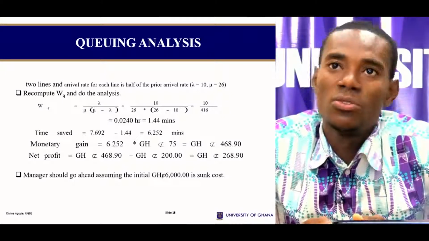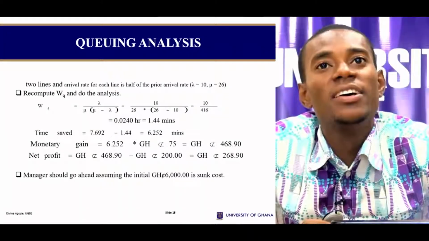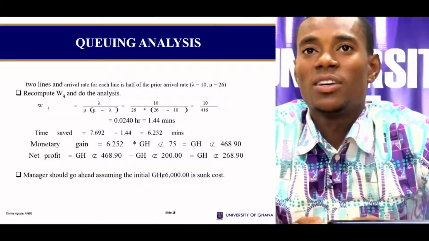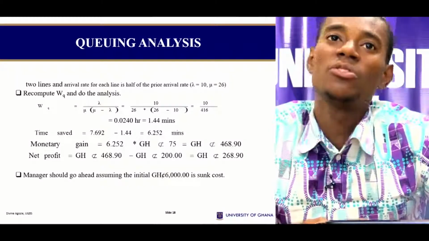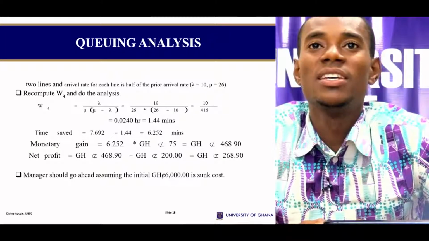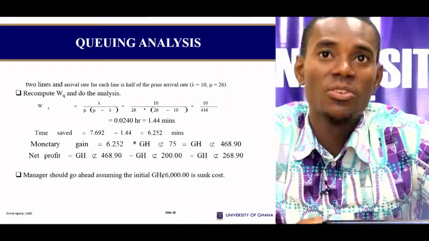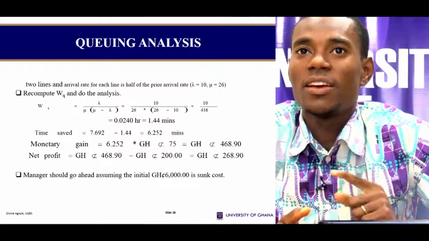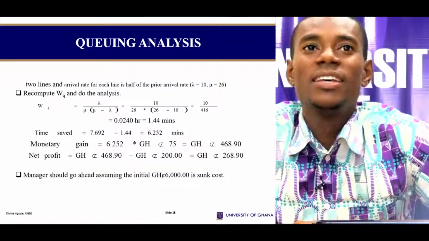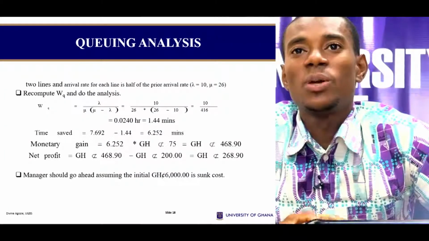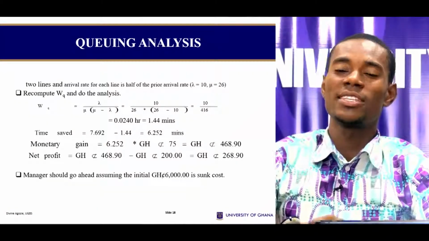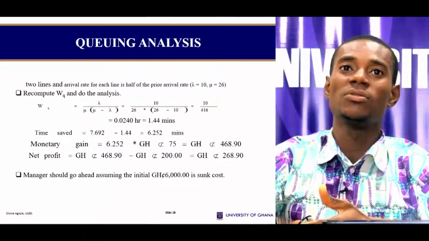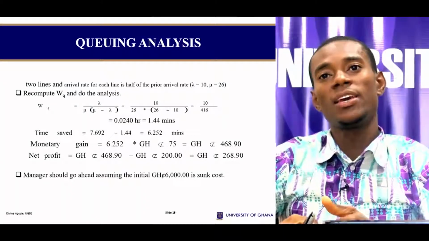So we'll compute our new WQ, which is 0.0240 in hours, but if you convert it to minutes, it's 1.44 minutes. So the time saved is the previous WQ minus this current one, and then we now have 6.252 minutes. Now the monetary gain is we'll multiply the amount of time we have saved by how much we earn whenever we save a customer a minute from waiting. We have 468, and the net profit is 468 minus how much we are paying. Now the point is we are not considering the 6,000 cedis, which is the fixed cost, because we'll consider it as a sunk cost. It's not part of the operational expenditure now. So here we are saving 268.